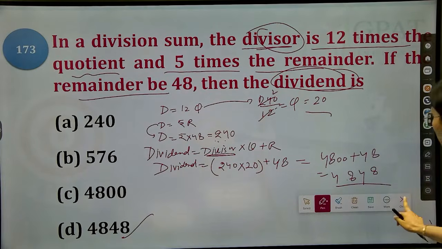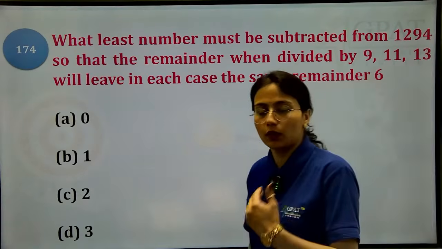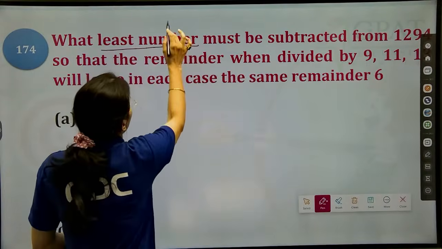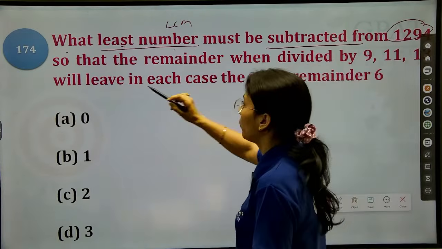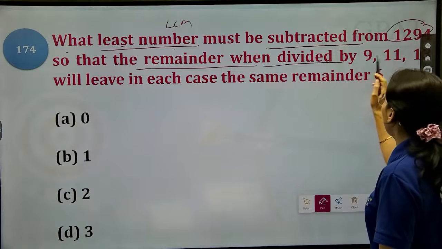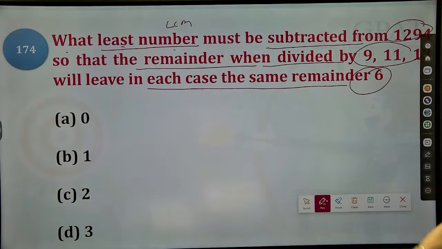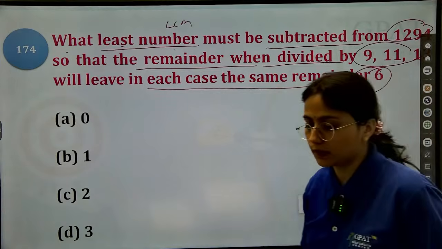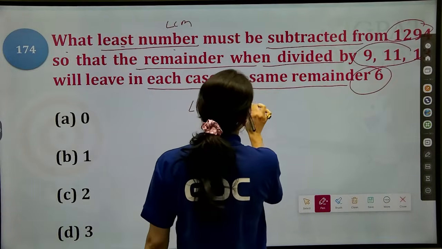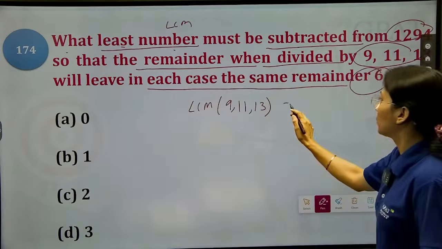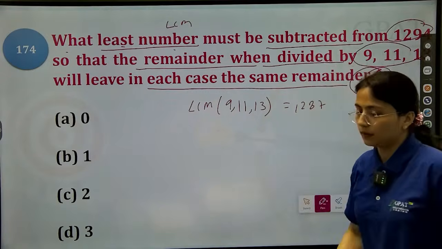Now move to the next question, question number two of the aptitude. When we talk about the least number, we have to find the LCM. What least number must be subtracted from 1294 so that the remainder when divided by 9, 11, 13 will leave in each case 6? So first we have to find the LCM of 9, 11 and 13, which is 1287.